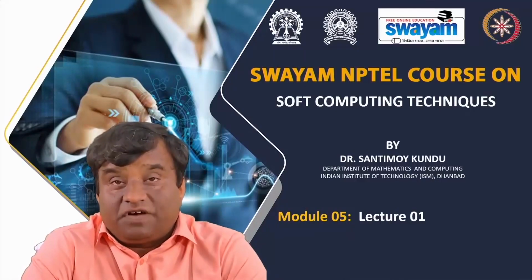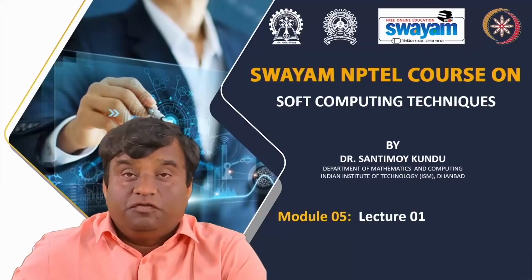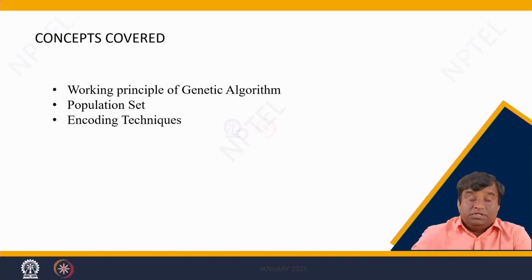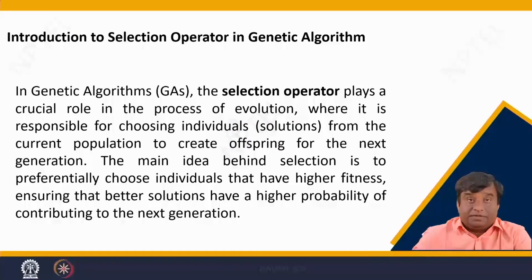This is the first lecture of module 5. Till now, we have discussed working principles of genetic algorithm, population set, some encoding techniques, and binary encoding and decoding techniques in module 4. In this class, we will try to understand the selection operator. So, the introduction to selection operator in genetic algorithm.